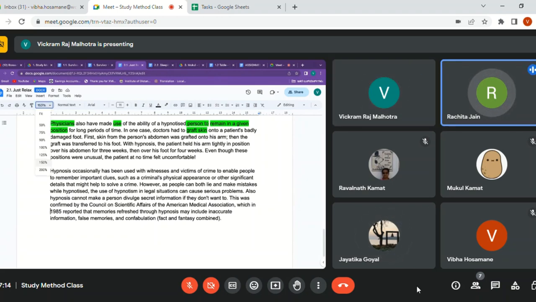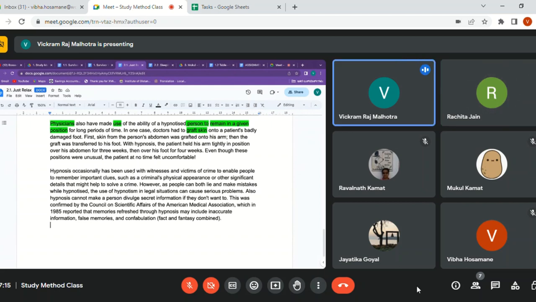Hypnosis occasionally has been used with witnesses and victims of crime to enable people to remember important clues, such as criminals' physical appearance, or other significant details that might help solve a crime. Yes, there are many keywords here. I mean, quite important keywords. Please tell me.